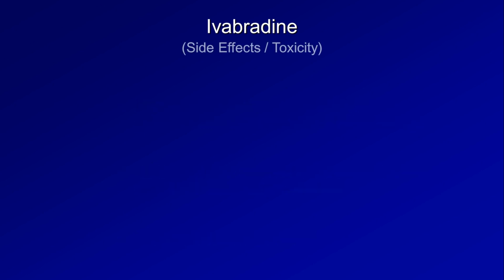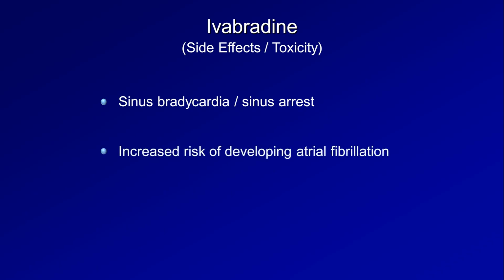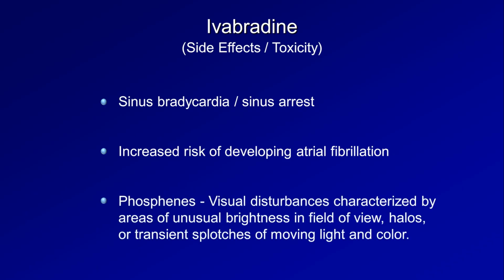The most common side effect of Ivabradine is pretty predictable: sinus bradycardia and sinus arrest. Other notable side effects are that it increases the risk of developing atrial fibrillation, and it also causes a visual disturbance called phosphenes, which are visual disturbances characterized by areas of unusual brightness in the field of view, halos, or transient splotches of moving color and light.